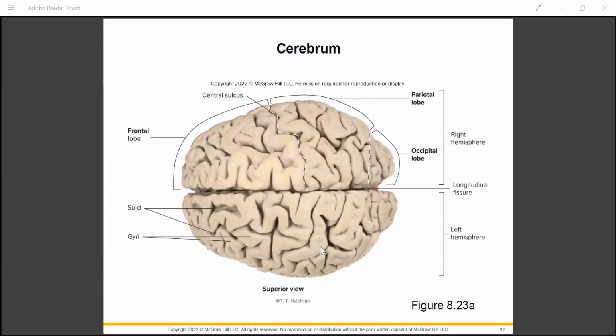So here's our top-down view. The longitudinal fissure is dead center. That's going to give us our rights and our lefts. I want to point out sulci and gyri. A sulcus is going to be one of those depressions. A gyrus is going to be the ridge. And if we have a really deep sulcus, we call that a fissure.